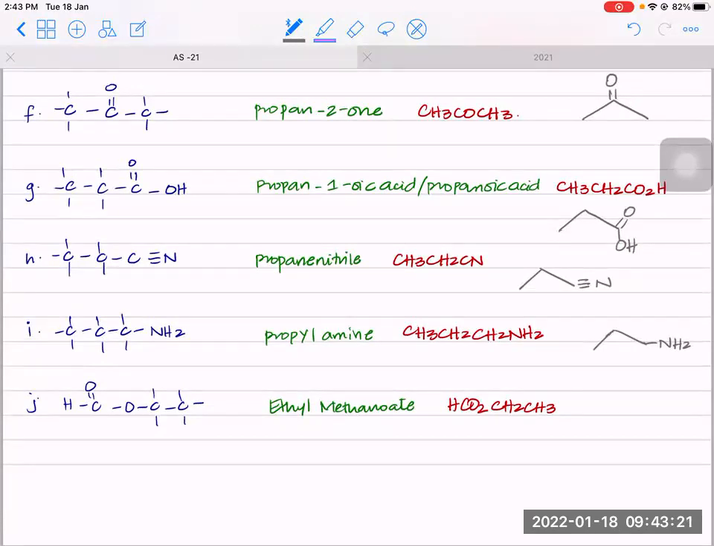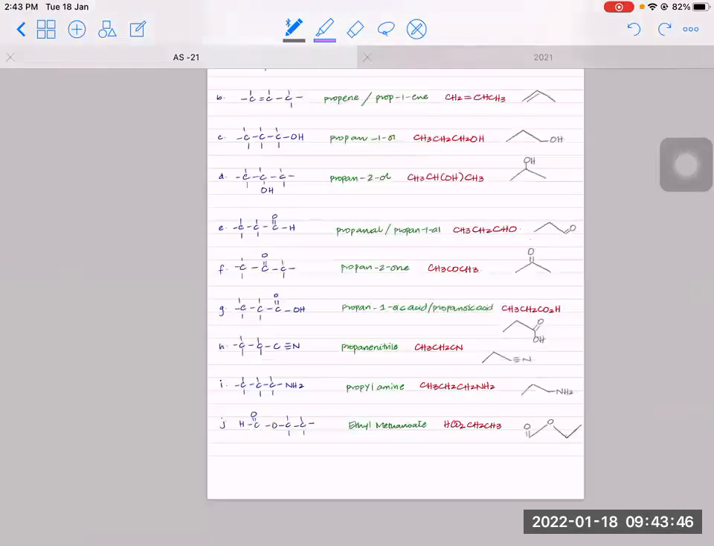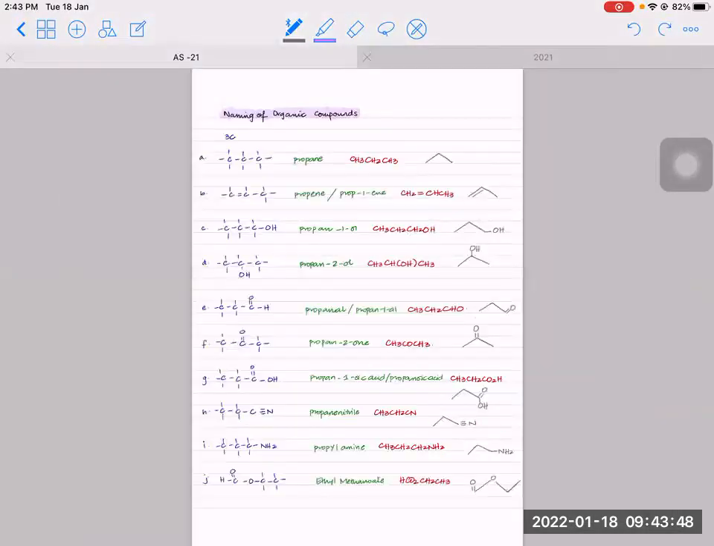Then J would be H. You have a carbon with a double bond O. So right here you have a double bond O. Then there's a single O. And then there's another carbon. And then there is another carbon. Do you see? You have 1, 2, 3 carbons. And on this you have a double bond O and a single bond O like this. Yes. So this is what J looks like. Do you guys understand this?